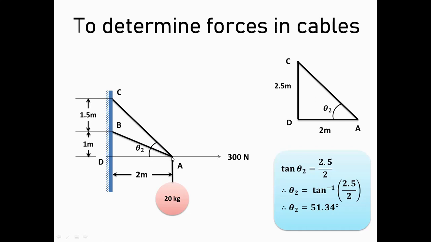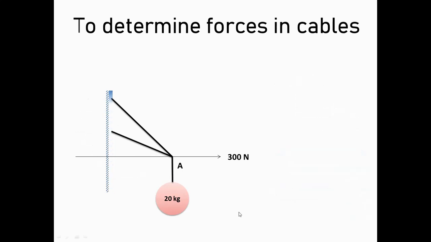Similarly, we will calculate the angle made by this cable AC with the horizontal, that is theta 2. So we'll draw the right angle triangle ADC. So total distance from D to C is 1 plus 1.5, that is 2.5 meter, and the horizontal distance AD is 2 meter. So that is shown over here. So tan theta 2 will be equal to, again, opposite side divided by adjacent side. So theta 2 will be equal to tan inverse of 2.5 divided by 2, that is 51.34. So now it will become easy for us to draw the free body diagram and then to resolve the forces in x and y direction.